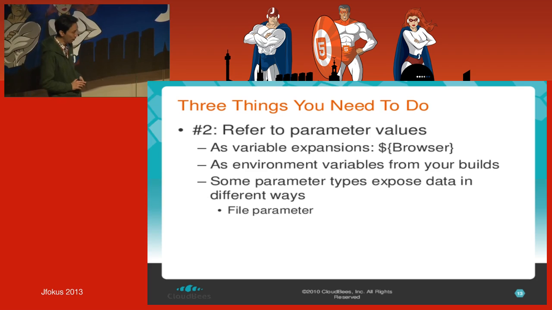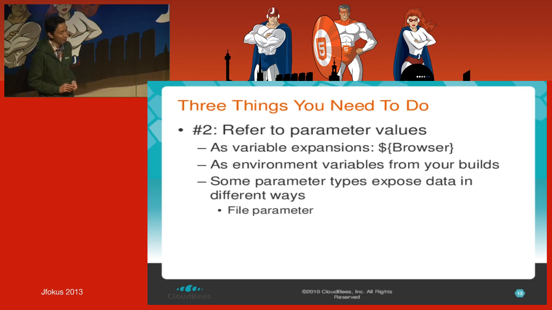Now that you've defined a parameter, you need to update your build to defer to these parameter values. So you use the familiar variable expansion syntax, the $ and brackets, and then specify the name of the variable that you defined. In addition to using these everywhere in the Jenkins configuration fields, you could also refer to them from your build by using environment variables. Most of the build tools and test automation scripts that you have can probably very easily access environment variables. So this is how you could alter the behavior of your build based on the actual parameters given.